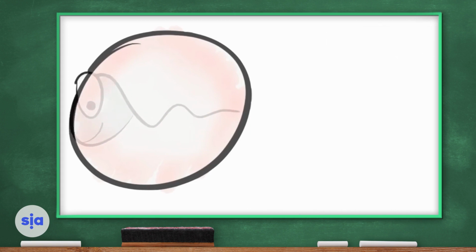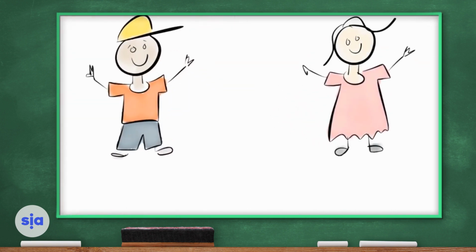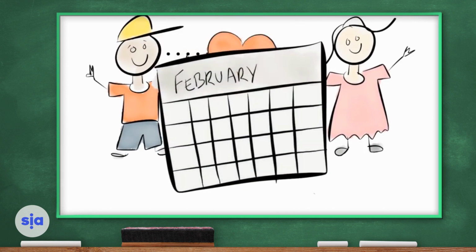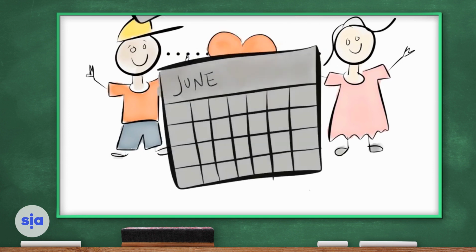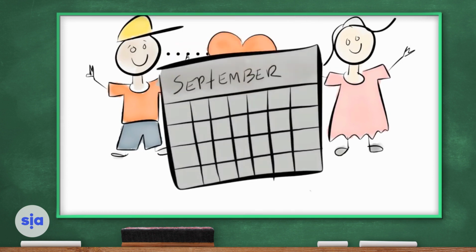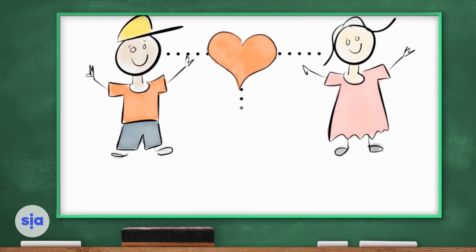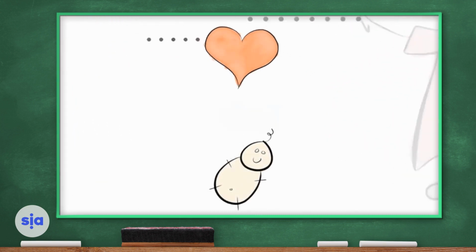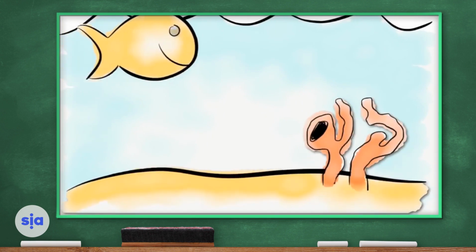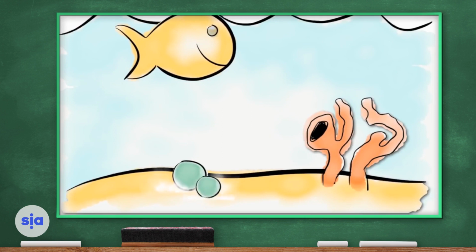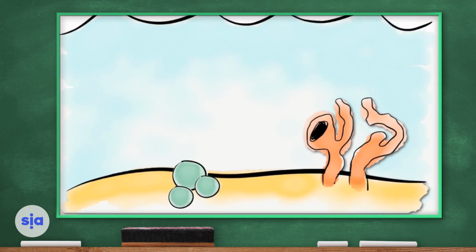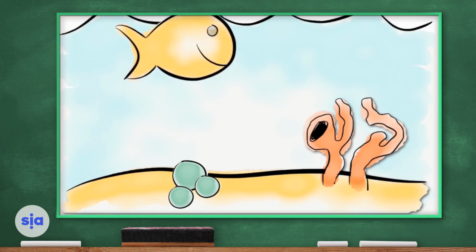Some animals, like humans, go through internal fertilization, where the egg is fertilized inside the body. The offspring develop inside the mother. Some animals, like fish, have external fertilization. The female releases her eggs. Then the male fish spreads his sperm over her eggs. The young develop outside of the body.